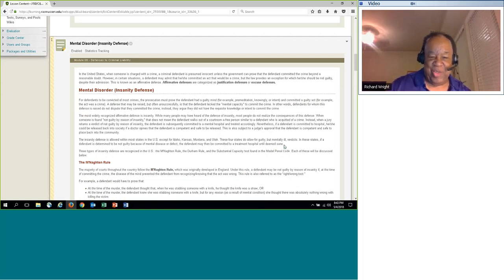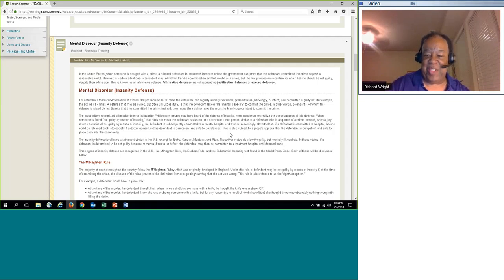Notice this little quote here. It says that while many people may have heard of the insanity defense, most people don't realize what happens when this does. Now, if you're found not guilty by reason of insanity, that doesn't mean you get to go home. That doesn't mean you can leave the courtroom. Most of the time, when a jury returns a verdict of not guilty by reason of insanity, you're committed to a mental hospital and treated accordingly.